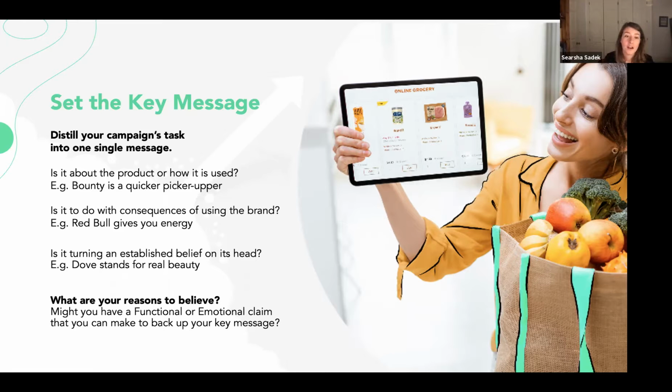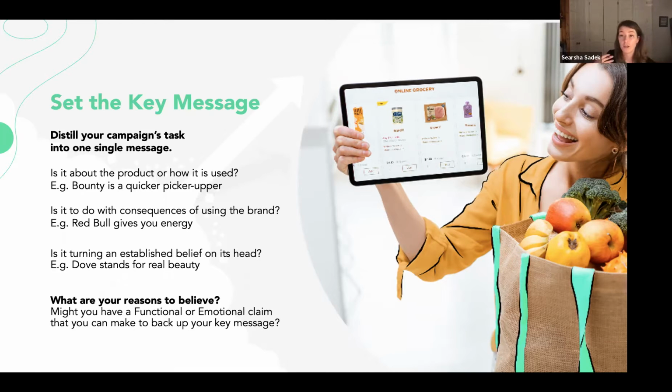So some examples are whether it's about the product or how it's used. So Bounty really quickly picks you up. Or the benefit of using the brand. You know, Red Bull gives you energy, very famously translated creatively as Red Bull gives you wings. But obviously the strategy that sits behind that is Red Bull gives you so much energy, you feel like you can fly.